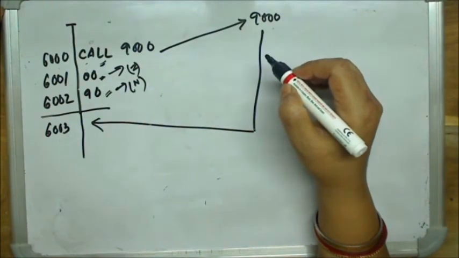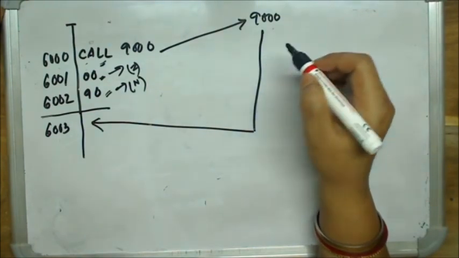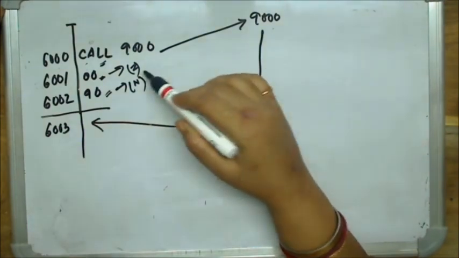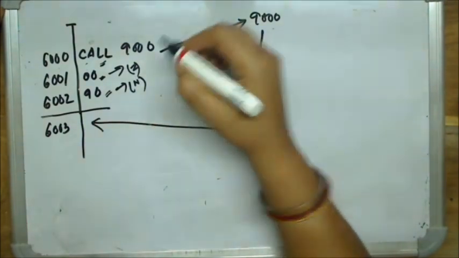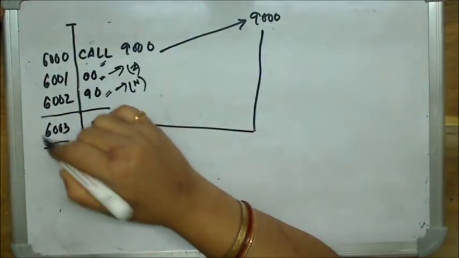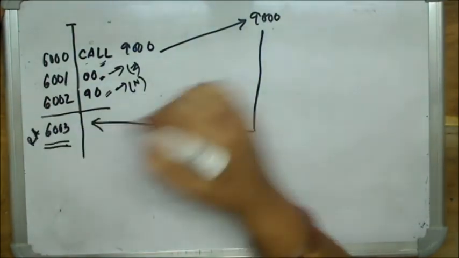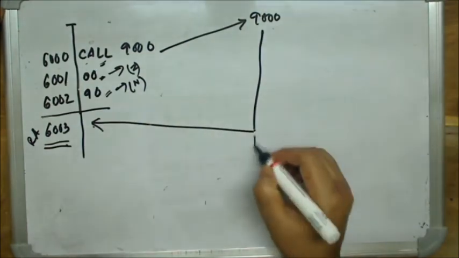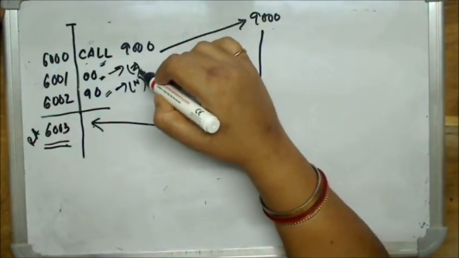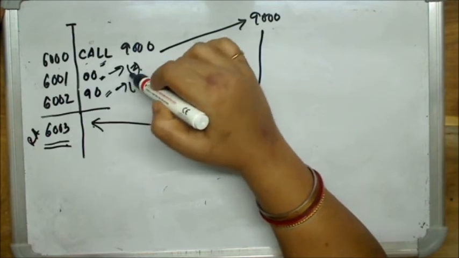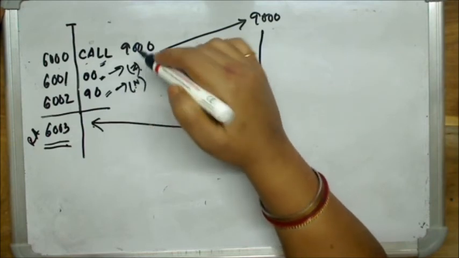But before the processor places 9000H into PC, what does it do? Which is the return address? 6003 is the return address, right? It has to return back to this address. Okay, so before placing the WZ content into PC, what will it do?